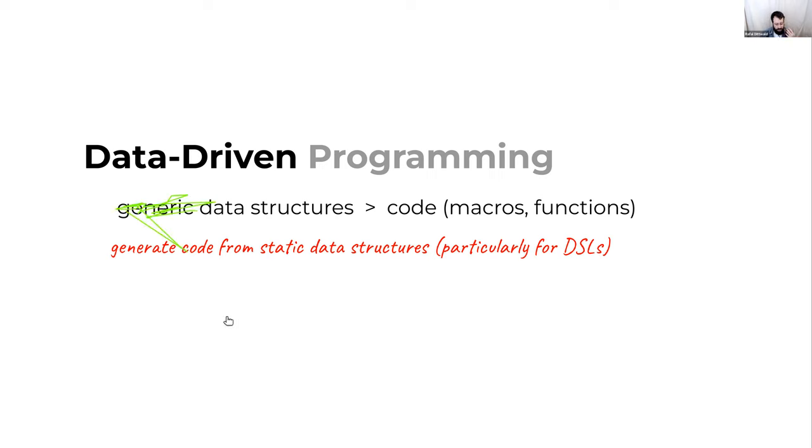It's using data structures that don't have behavior, that are much simpler than methods, functions, objects, all that kind of stuff, and using those to generate the actual stuff. So introducing simplicity to the application by moving as much as possible into these simpler representations that don't have behavior, and then generating behavior from them.